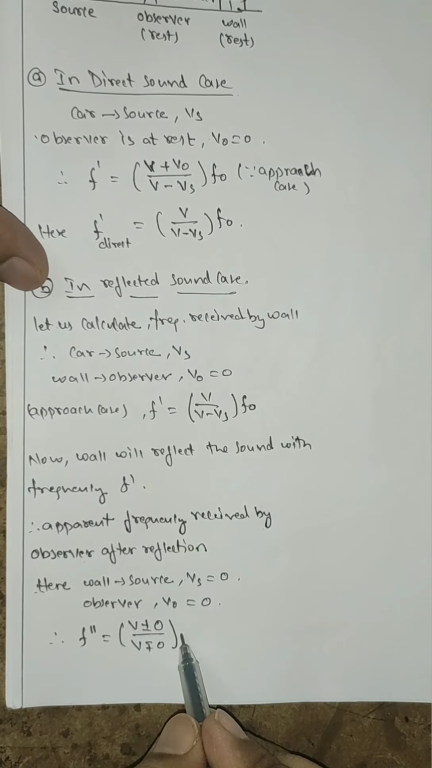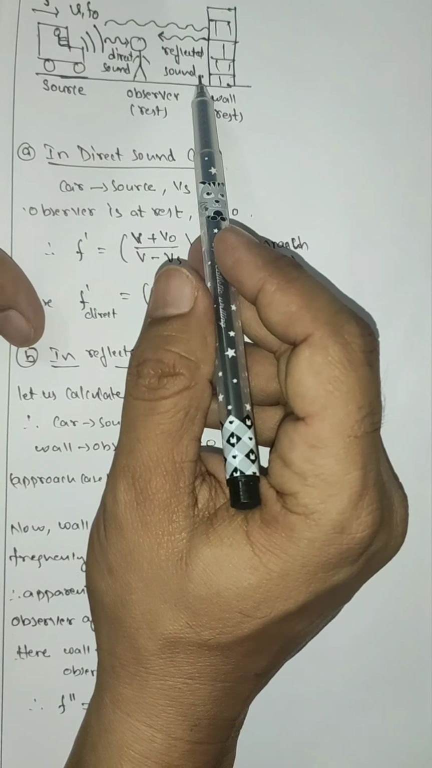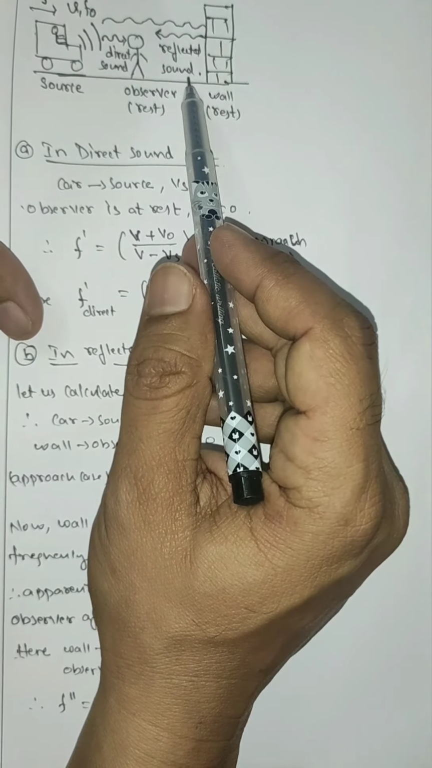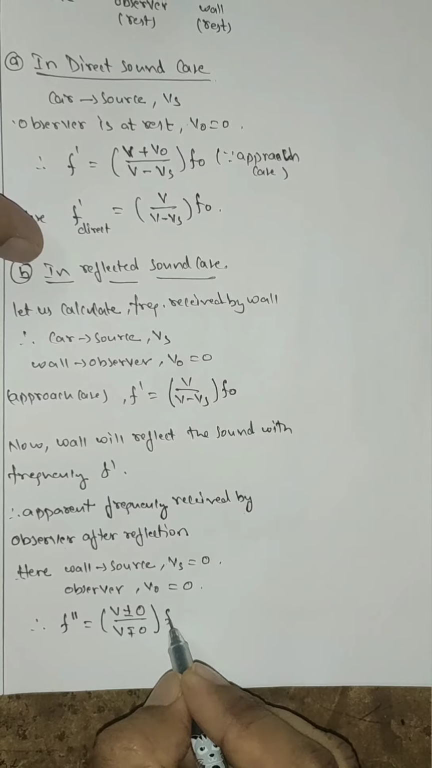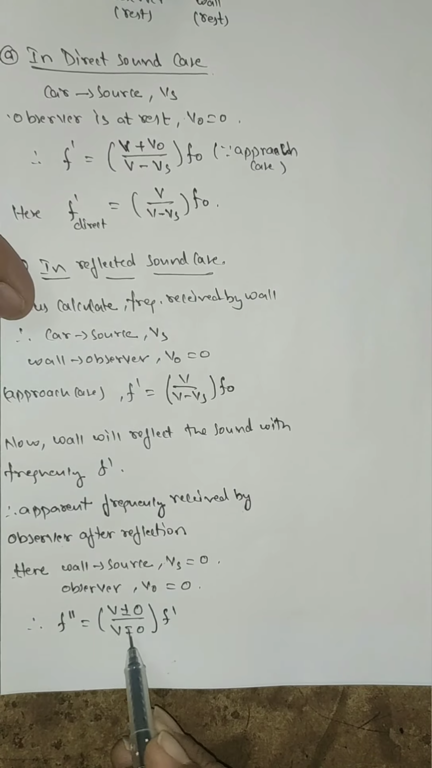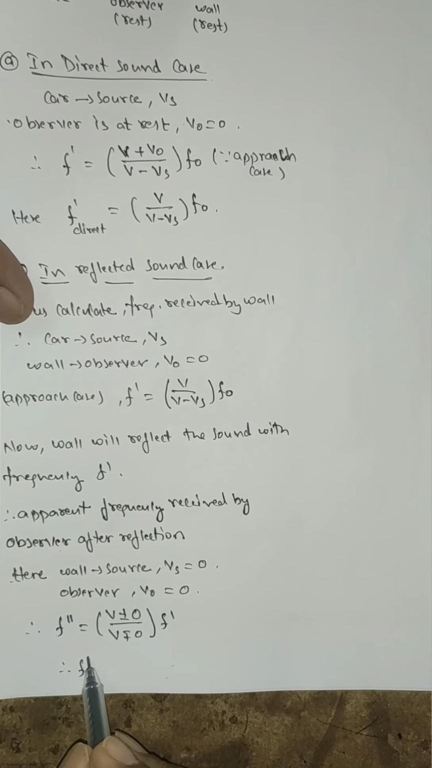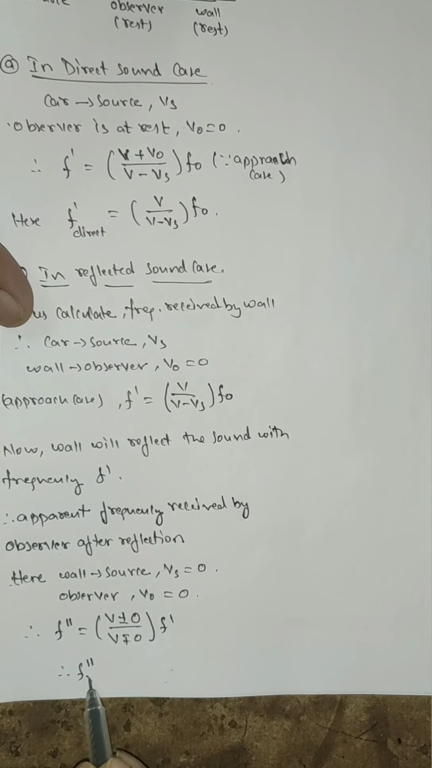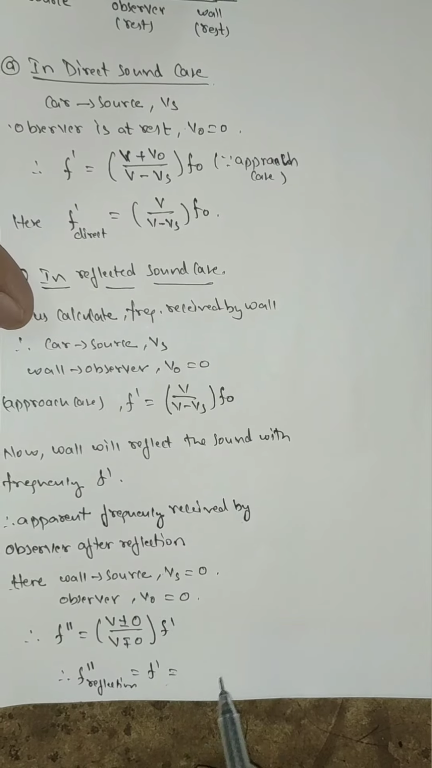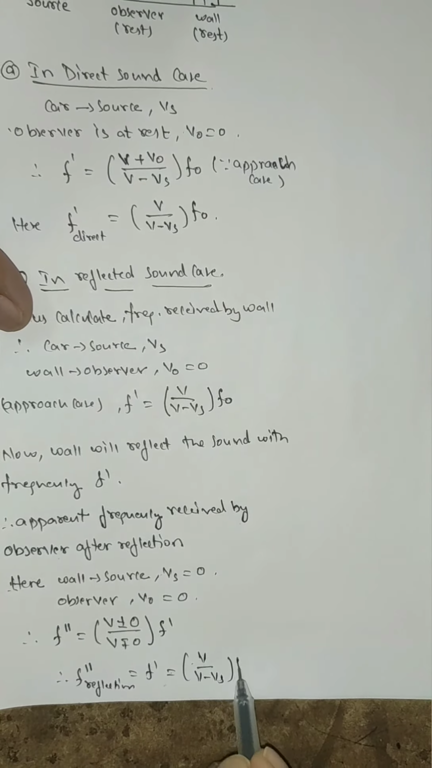What is the actual frequency received by the observer here? It is nothing but the reflected sound he is receiving. So the frequency of the reflected sound is f prime, which means here we have to use f prime. So here it is V plus or minus V0, and V0 is zero, so both will be cancelled. So what is the apparent frequency received by the observer after reflection? After reflection it is equal to f prime, which is equal to V by V minus Vs into f0.